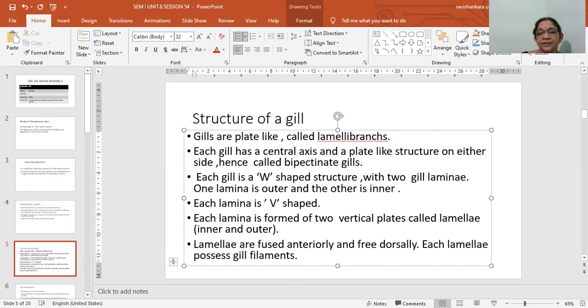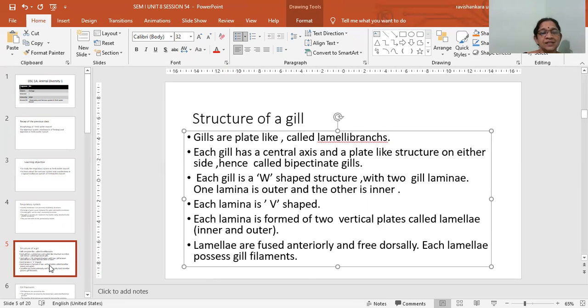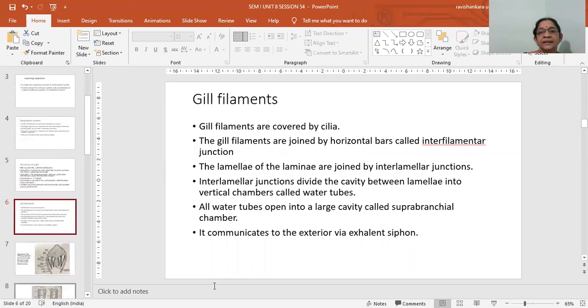They are like folds of skin extending vertically from the mantle cavity, lying on the adjacent side of the visceral mass attached to the mantle cavity. Each lamella possesses gill filaments. Gill filaments are structures found in the gills, and they are covered by cilia.